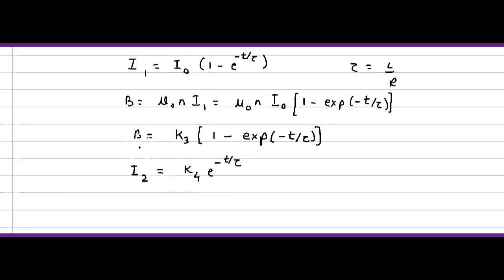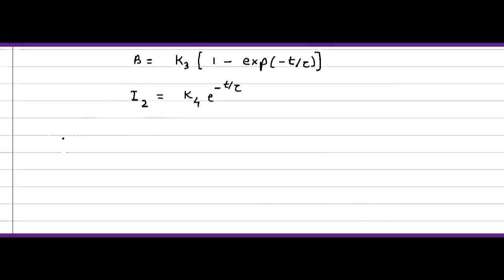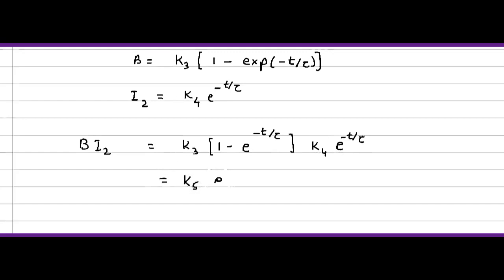We have termed that a constant, because ultimately we just need the variation of B I₂ with time. So if we take the product of B and I₂, B is K₃ times (1 minus e to the power minus t over τ), and I₂ is K₄ times e to the power minus t over τ. These values are constant, so we can term it K₅, and it would be e to the power minus t over τ times (1 minus e to the power minus t over τ). This is the final function, B into I₂, which we need to check.